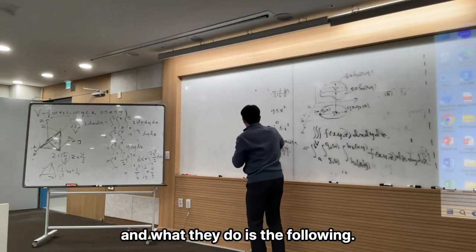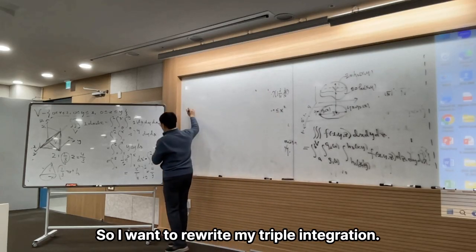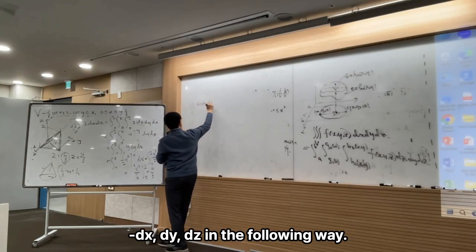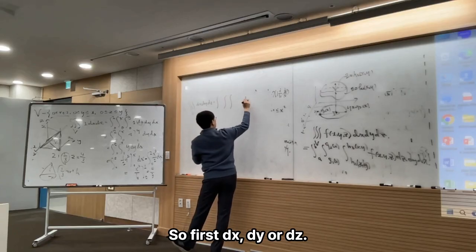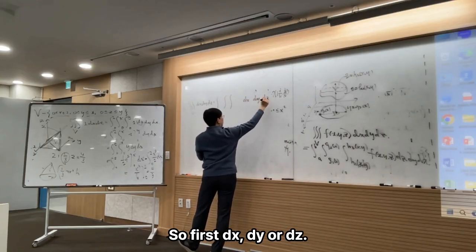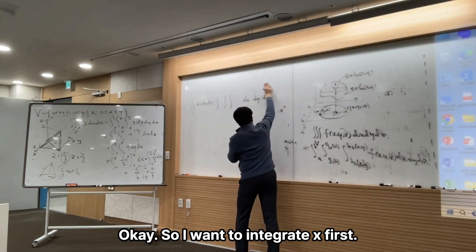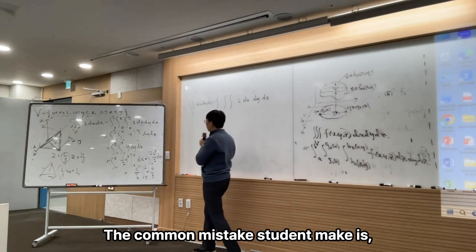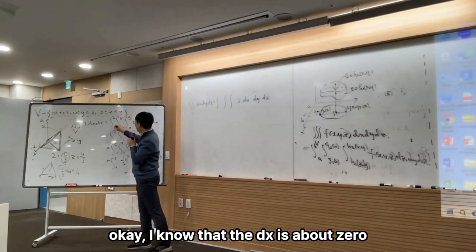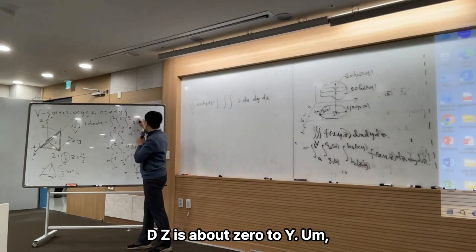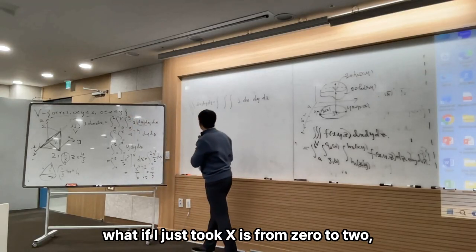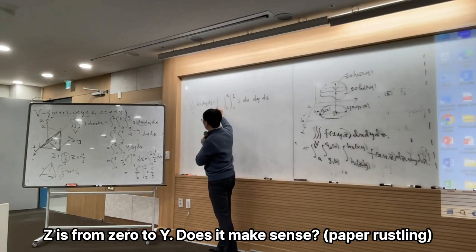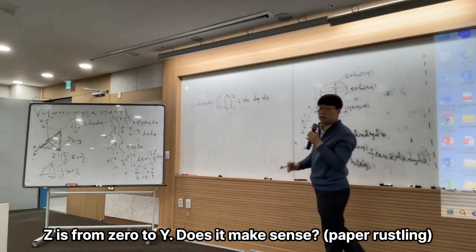And what they do is the following. I want to rewrite my triple integration, dx, dy, dz, in the following way: first dx, then dy, then dz. So I want to integrate x first. The integrand is the same one. The common mistake students make is, okay, I know that x is from 0 to 2, y is from 0 to x, z is from 0 to y. What if I just took x from 0 to 2, y from 0 to x, and z from 0 to y? Does it make sense?